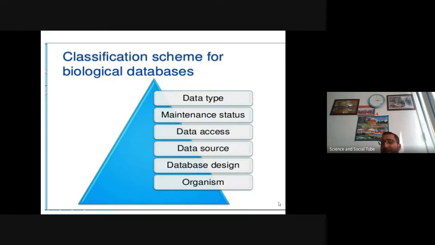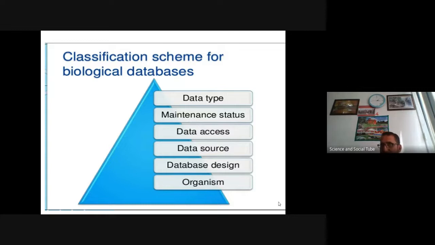Whether data is freely accessed, like there are some databases such as an Indian RAW database. ISRO may have their own database, or RAW, the Indian intelligence agency, may have their own database. That's not available for everyone. You need access to that data. You cannot open those papers. So some databases are free, and for some you need permission. Some are only for their official use.